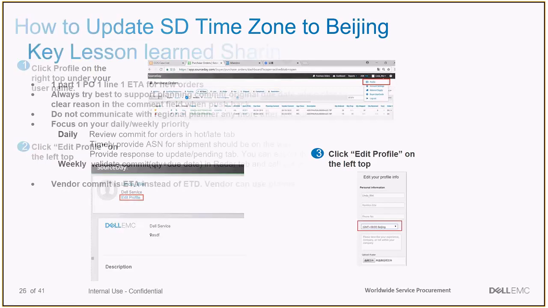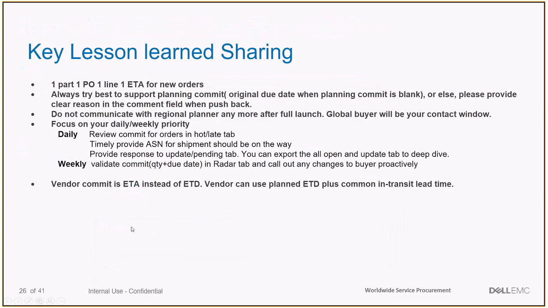Okay. And key lessons learned, because we have launched this tool for more than 100 suppliers. We have some knowledge we try to share with you to save your time. So first thing is the PO online, and we appreciate you shipping out at one time. If you cannot, tell them as early as possible, and always try your best to support the planning commit. If no, origin date. So if you cannot, please provide a clear reason why you cannot.